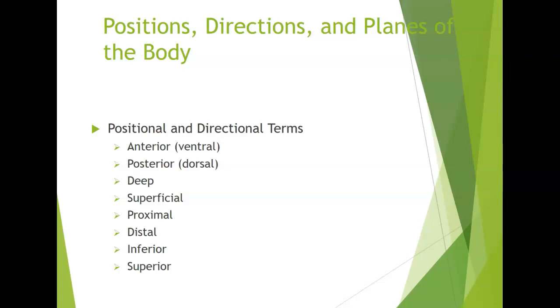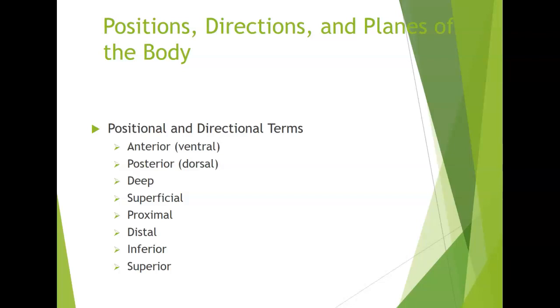For body positions, this is so important. You need to know your body directions. So the front is called anterior, and it's also ventral. I always think of, if we look at the front of the body, our breasts make a V. The back is posterior or dorsal. I always think of the dorsal fin of a dolphin. It's on their back. Deep is, again, something that's deeper in the body. Superficial is something close to the surface.